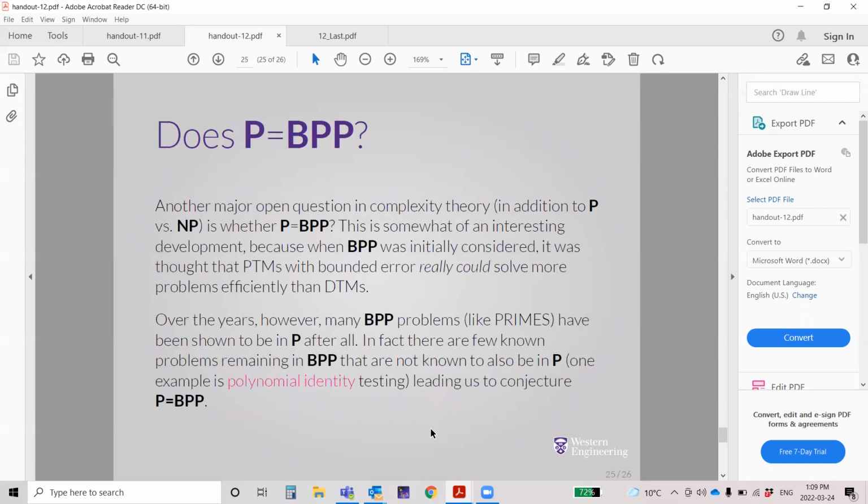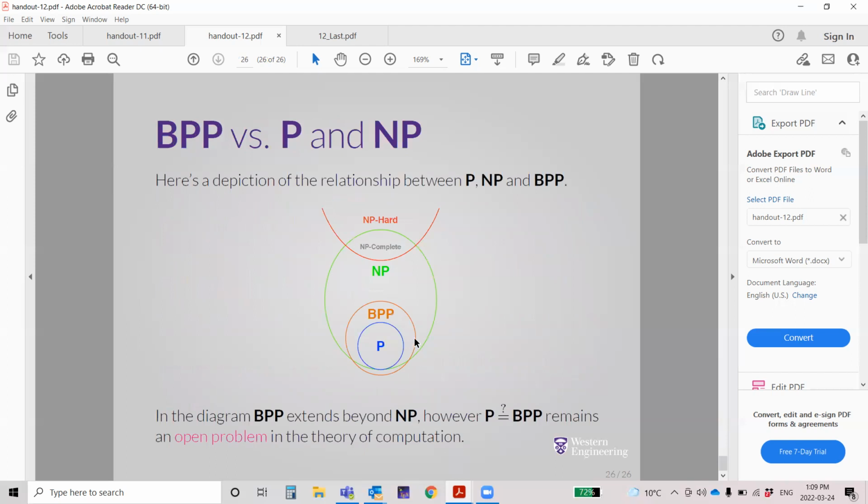Does P equal BPP? Yes or no, guys? What do you think? It's one of the other open problems in computer science and software engineering. We don't know the answer. So BPP, NP, NP-complete, NP-hard: this is the classification, and it's still one of the open problems in the theory of computation. Do you want to read more open problems? You can go to this link and read.